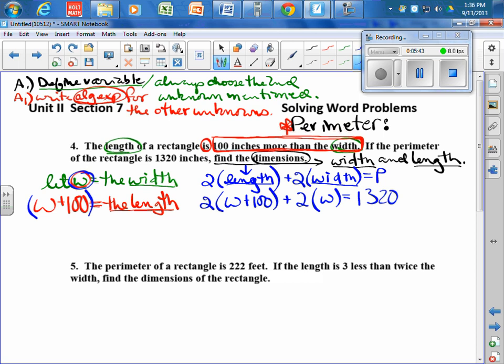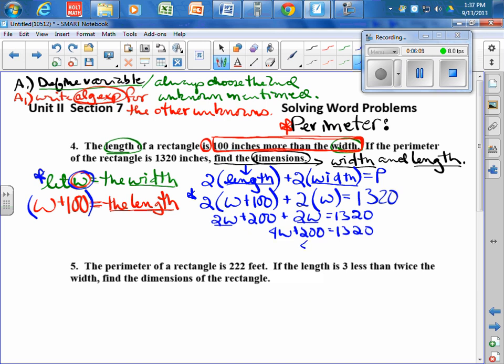So here's the equation. So all right, I've defined the variable, I've written an equation. Now I need to solve it. So I'm going to use the distributive property. 2 times W is 2W, 2 times 100 is 200, plus 2 times W, which is 2W, is equal to 1320. 2W plus 2W is 4W, plus 200 equals 1320.